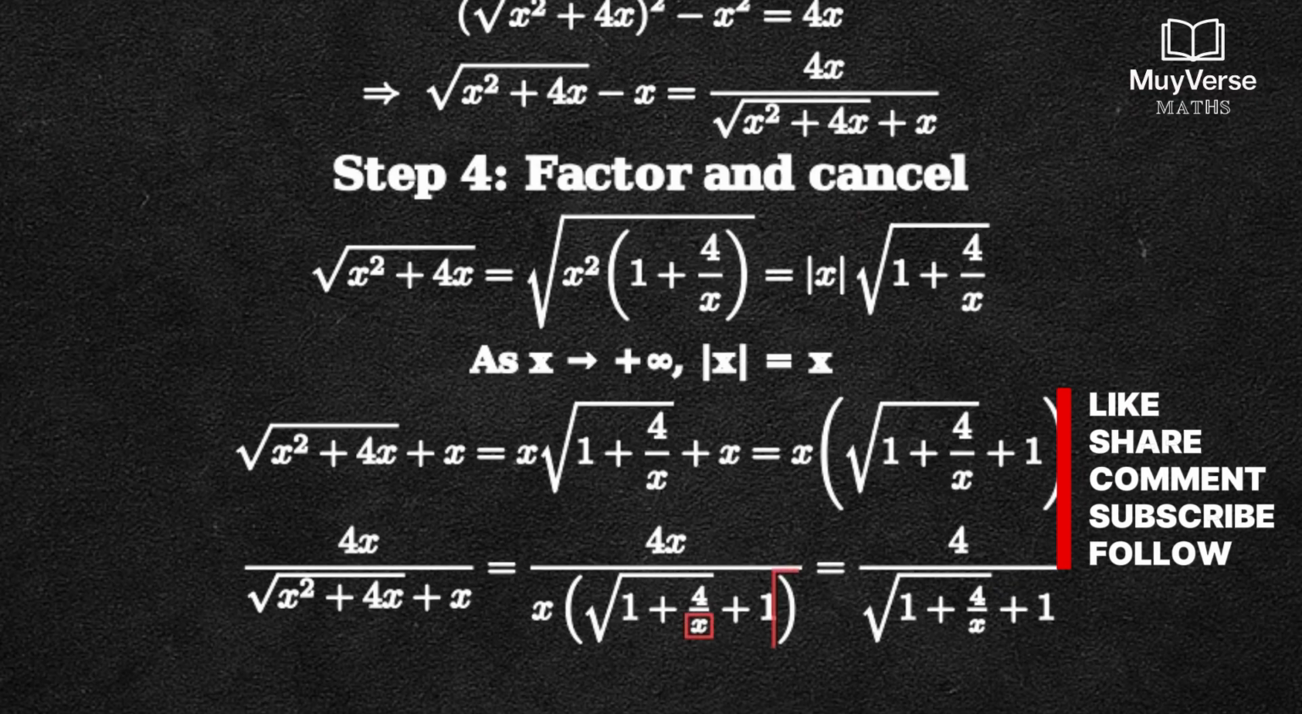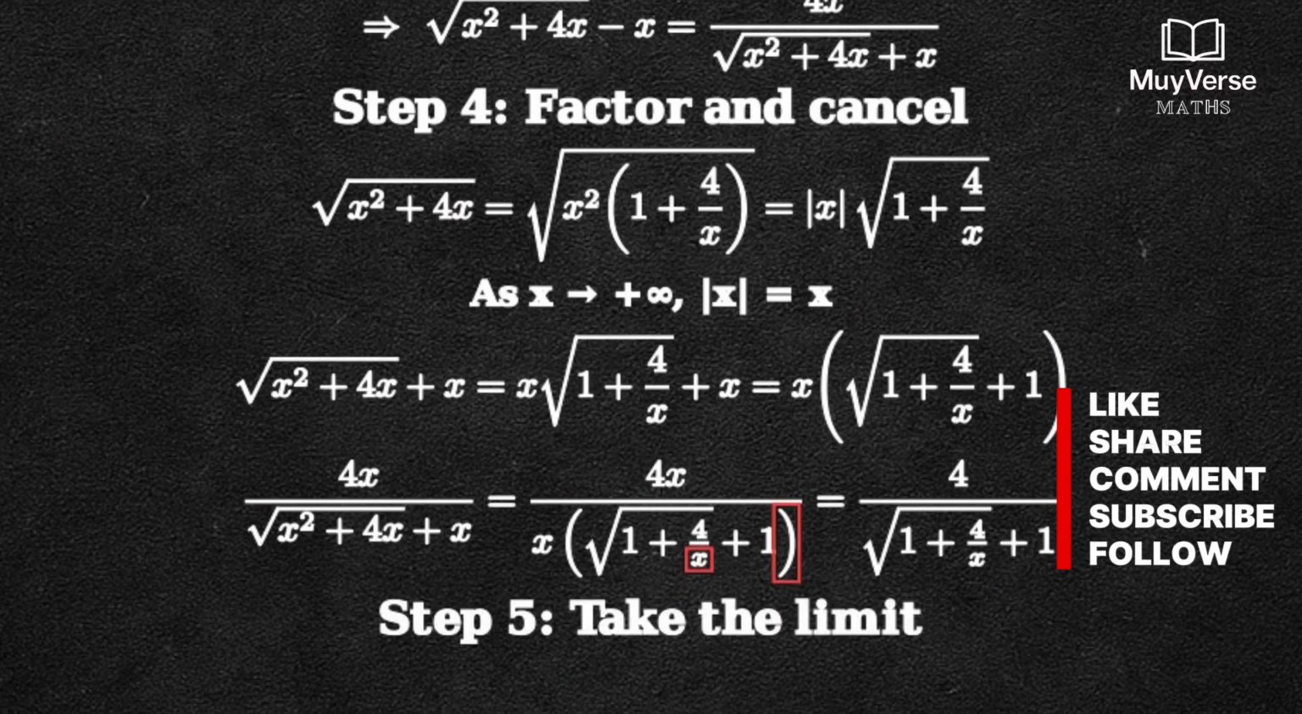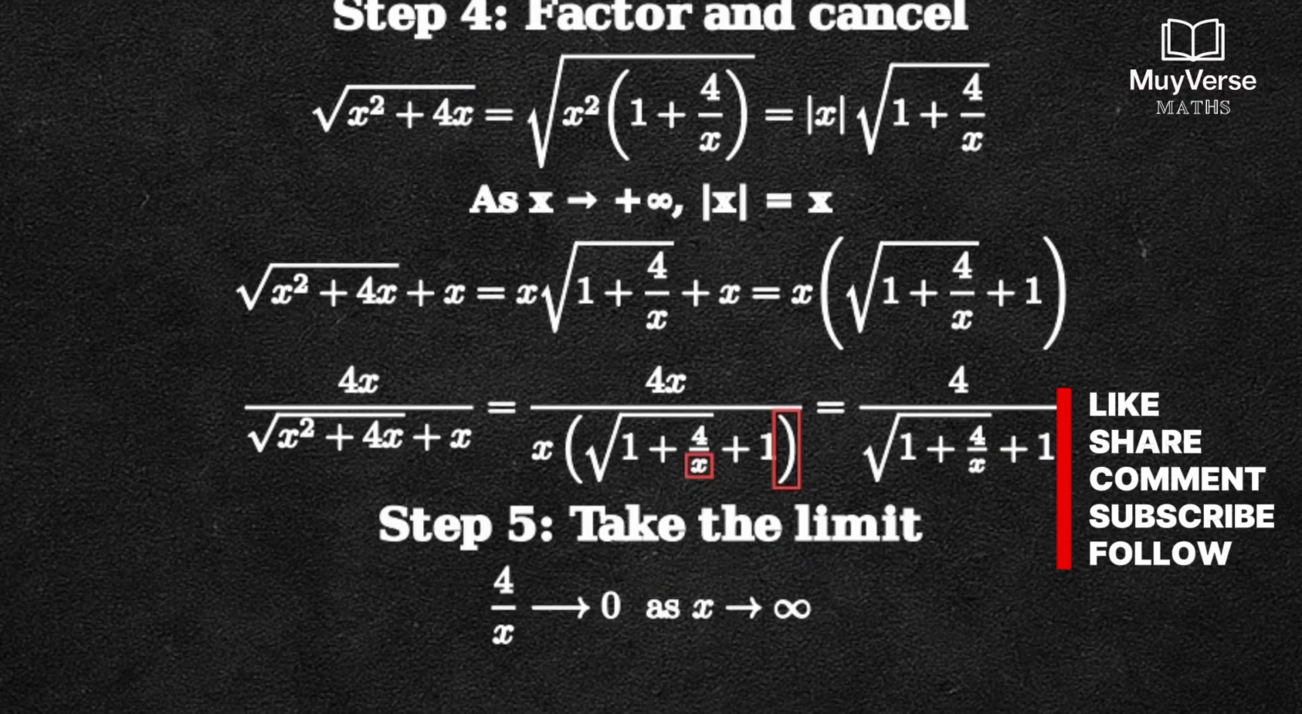Step 5. Take the limit. As x grows, 4 over x goes to 0. So the denominator becomes square root of 1 plus 0 plus 1, which is 2. The limit equals 2. Final answer, 2.